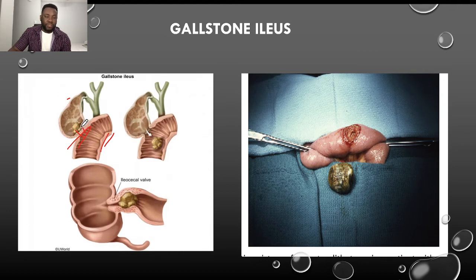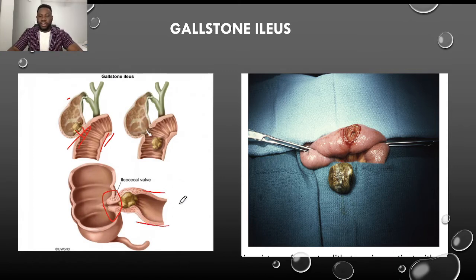If a fistula forms, any stone in the gallbladder is going to fall into the small intestine and travel to the cecum area. When it gets to the cecum area, because there is an ileocecal valve, the stone cannot go into the large bowel, so it gets stuck in the ileocecal valve, and this will cause signs of small intestinal obstruction.